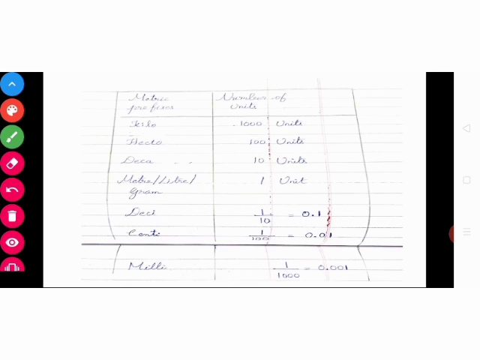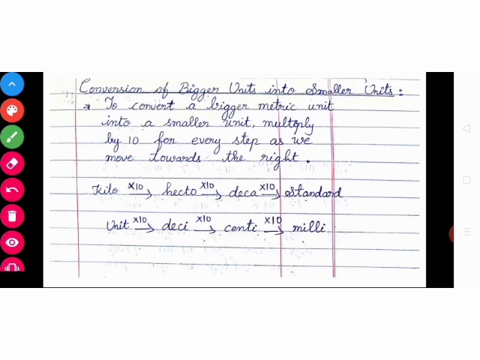Deci is 1 by 10. We can write it as 0.1. And then centi, 1 by 100, is equal to 0.01. And then milli, 1 by 1000, is equal to 0.001.